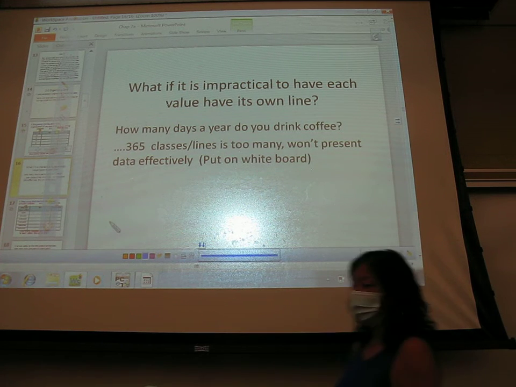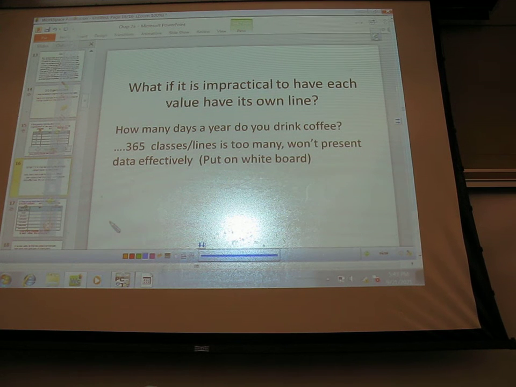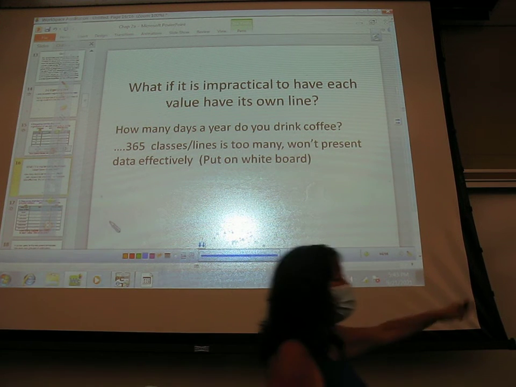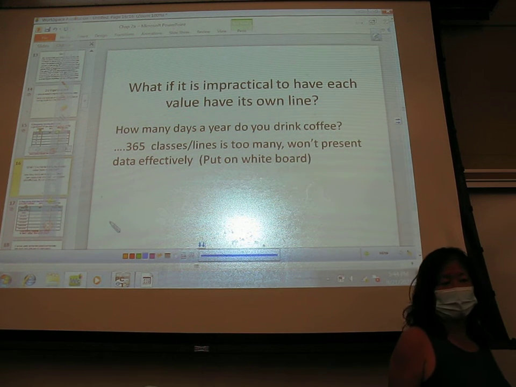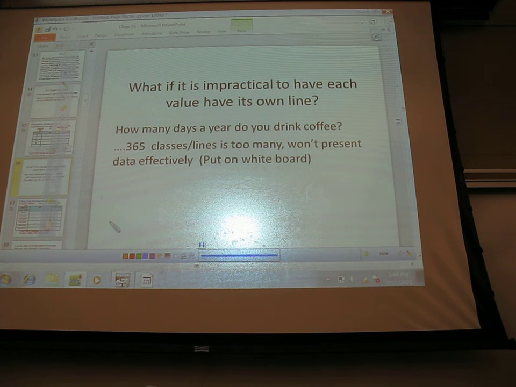All right, so there's my raw data. Here's my question. It's impractical, I can't have a single line for every single day of the year. Here's my data. I have data already. I can't go out and get new data. This is the data I have to work with. How do I show this data? What can I do to show this data in some sort of effective way?